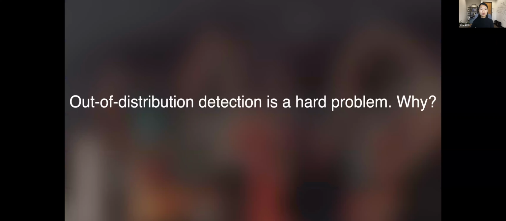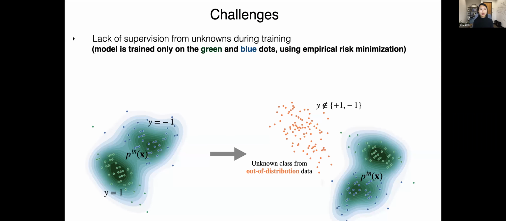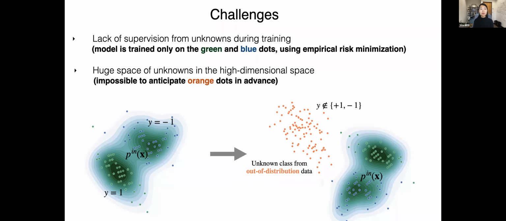So out-of-distribution detection is a hard problem, and I would like to spend a few slides explaining the why before we get into the how, the solution. So the first challenge is the lack of supervision from unknowns during training time. Typically, the model is trained only on the in-distribution data, in this case, the green and blue dots, using empirical risk minimization. And you can't really anticipate where these orange dots could emerge in advance, because there can be a huge space of unknowns, right? Especially if you extrapolate this to be some high dimensional space.